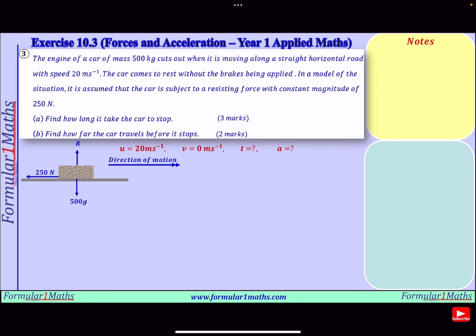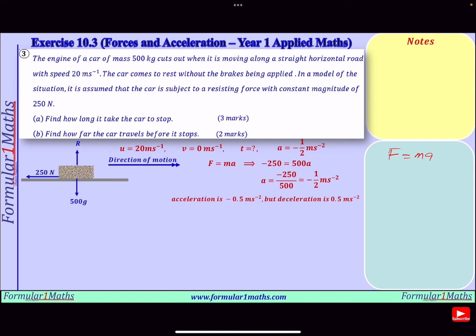Now, to find the acceleration, we are going to use Newton's second law of motion, which states that F equals ma. The only force acting on this car horizontally now is 250 newtons, and it's opposing the motion. So it's going to be minus 250 equals 500 times a. Rearranging and solving will give you minus half meters per second squared. Please note that the acceleration is minus 0.5, but when you are asked to state the deceleration, it's going to be positive 0.5 meters per second squared.